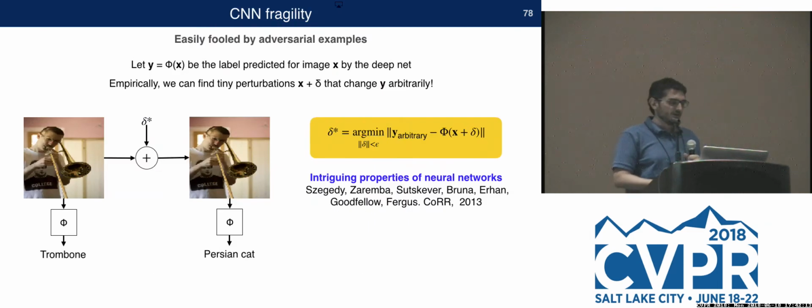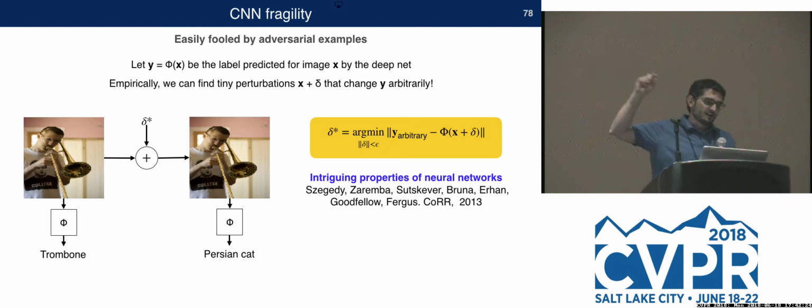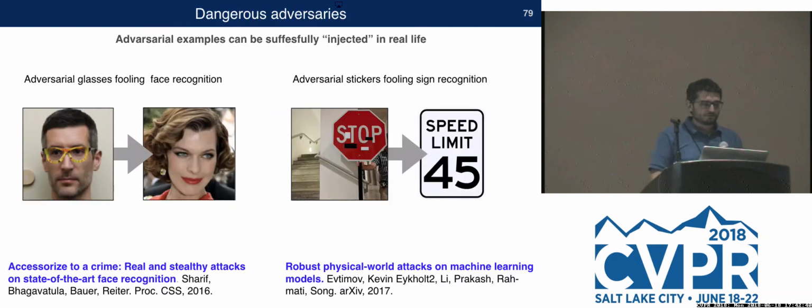One last note about CNN fragility. This is a very well-known paper that came out already in 2013, so quite a few years ago. Turns out that if you take an input image like that, you can add an infinitesimal amount of noise, which is not visible to a human, and then you can change the classification from, say, trombone to Persian cat. Okay, that's quite worrying, perhaps. And so there's quite a bit of a community around this problem and how to make the network robust to these sorts of attacks.